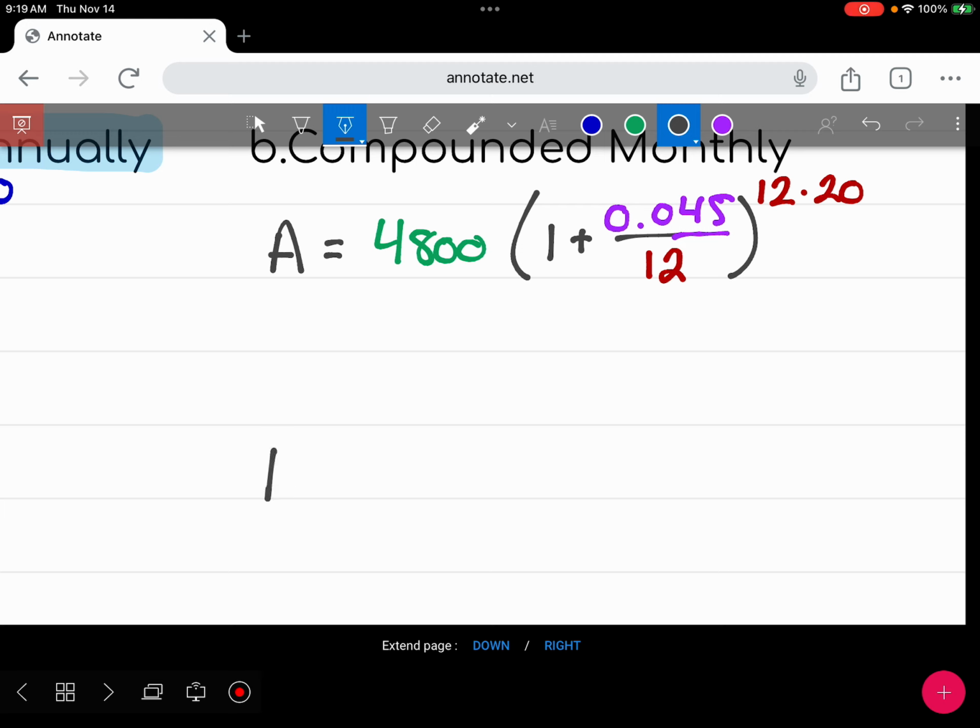What are we going to get? How much is in this account? $11,786.24. So she gets about $100 more just by changing when the interest is calculated. Instead of doing two bigger chunks of interest, they're going to do 12 little baby chunks of interest.